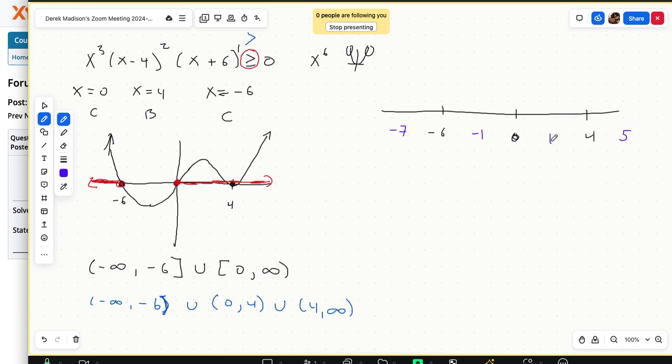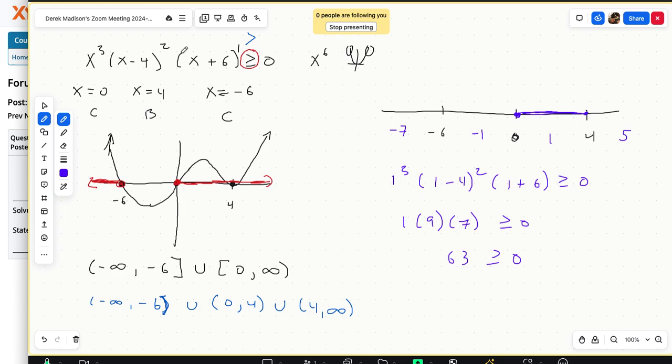So let me just show it with one number. I'll test this 1 here just to kind of show what you would do. So this would be 1 cubed, and then 1 minus 4 squared, and 1 plus 6. And we're checking to see if that's greater than or equal to 0, in other words, is it a positive number? So 1 cubed is 1. This would be -3, but squared. -3 times -3 would make a +9, and 1 and 6 would make 7. And so 63 is greater than 0. So that means, and I'm including zeros, so from here to here, that's all included.